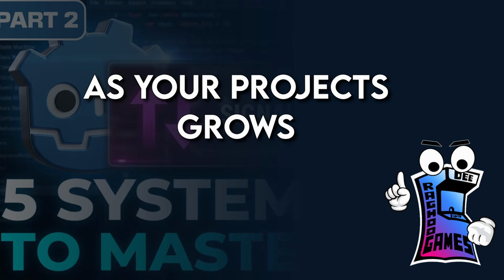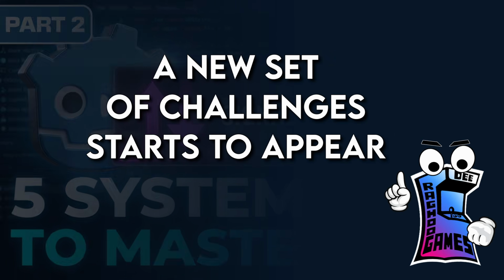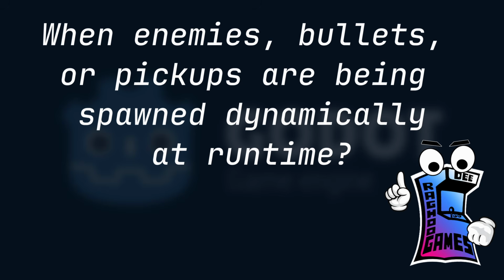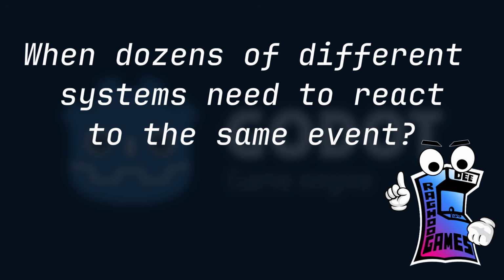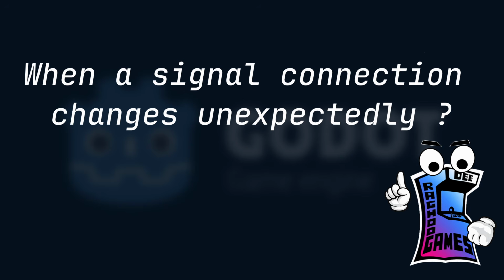But as your project grows, a new set of challenges starts to appear. What happens when enemies, bullets, or pickups are being spawned in dynamically at runtime? What happens when dozens of different systems need to react to the same event? And what happens when a signal connection changes unexpectedly and your game starts behaving in ways you didn't anticipate?